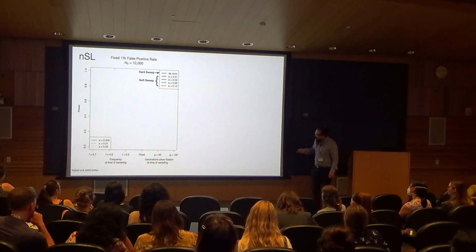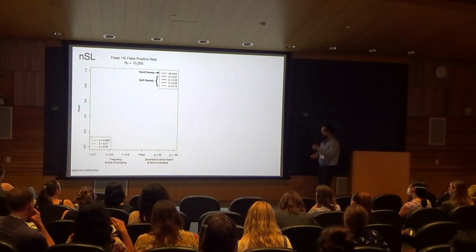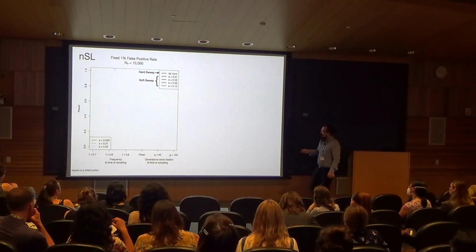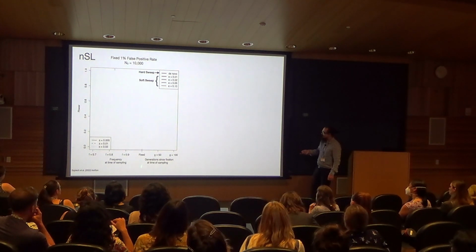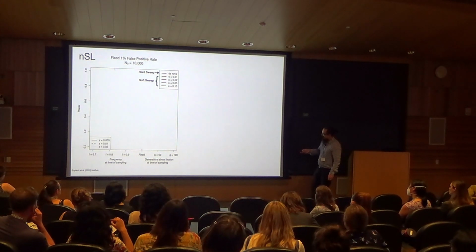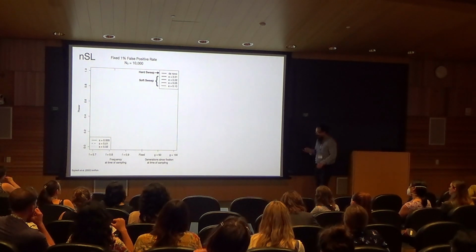On the x-axis, this represents the frequency at time of sampling. So when we sample our genomes, the adaptive allele is at 70%, 80%, 90% frequency. We also have one where it's fixed, and then we have post-fixation sampling as well: 50 generations post-fixation and 100 generations post-fixation.